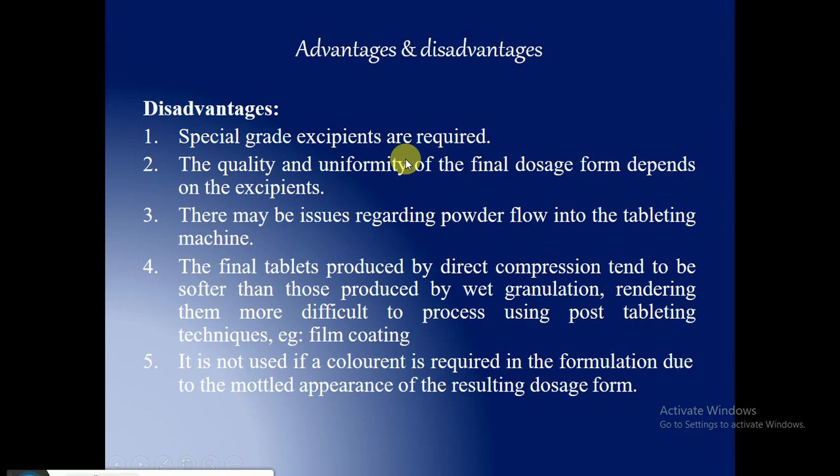Disadvantages of the direct compression method: special grade excipients are required. The quality and uniformity of the final dosage form depends on the excipients. There may be issues regarding powder flow into the tableting machine, and the final tablets produced by direct compression tend to be softer than those produced by wet granulation, rendering them more difficult to process using post-tableting techniques, for example tablet coating. The fifth one is that it is not used if a colorant is required in the formulation, due to the mottling dependencies of the resulting dosage form.